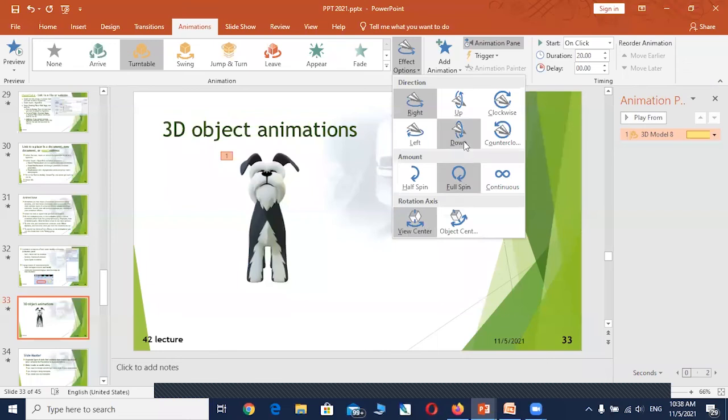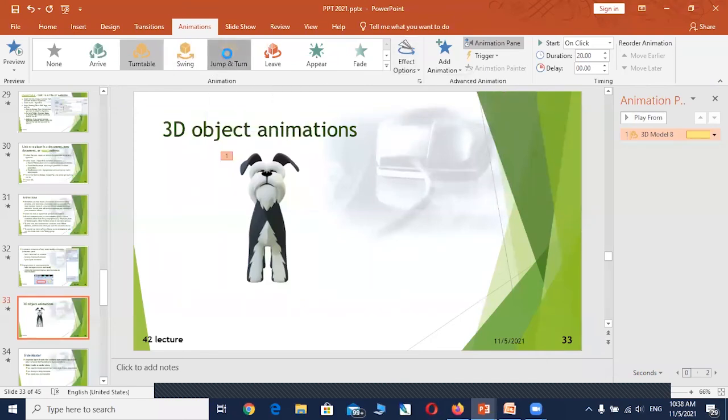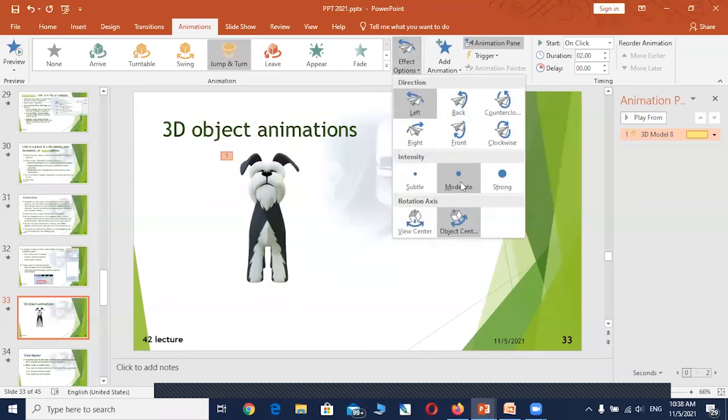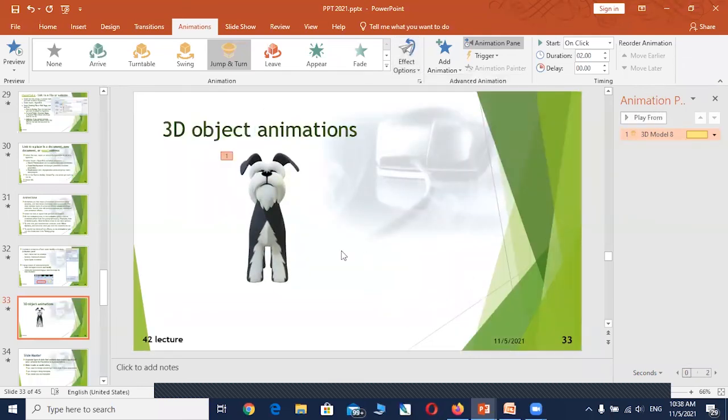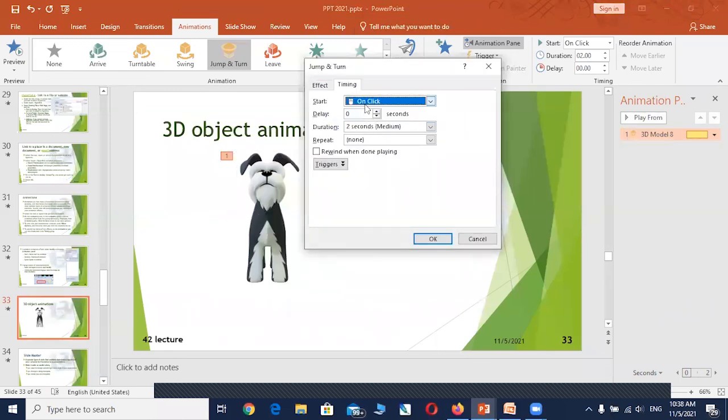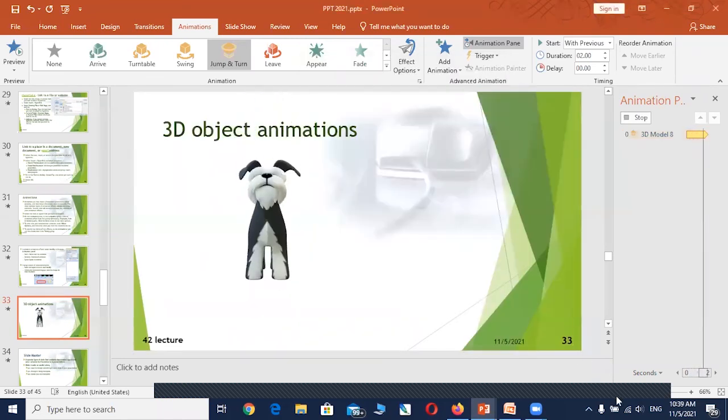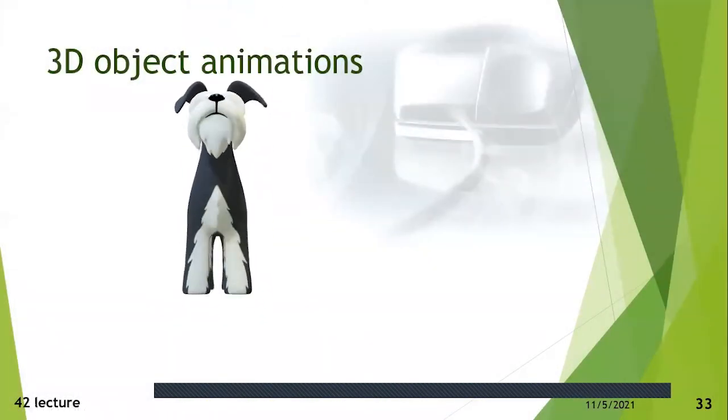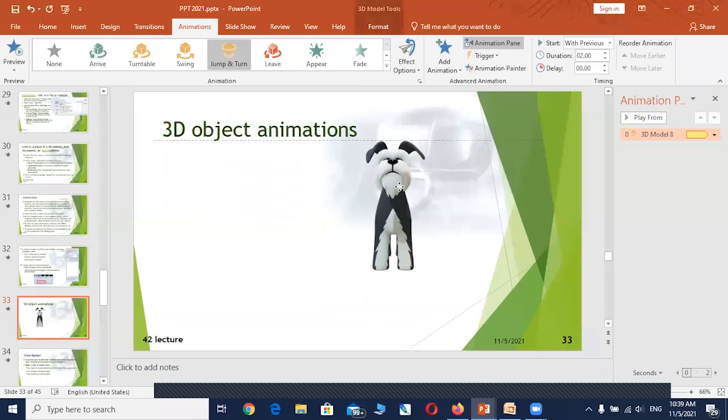Or maybe you can change this. Maybe I will change the animation to this one, Jump and Turn. So then you can change those effects also. You can see the effects are different with the animation. With different animations, we have different effects. Then you can use controllers there. Timing: you can see on click, or maybe you can use previous, that is automatic. Duration, maybe you can repeat like this. Let's see. You can use these animations.